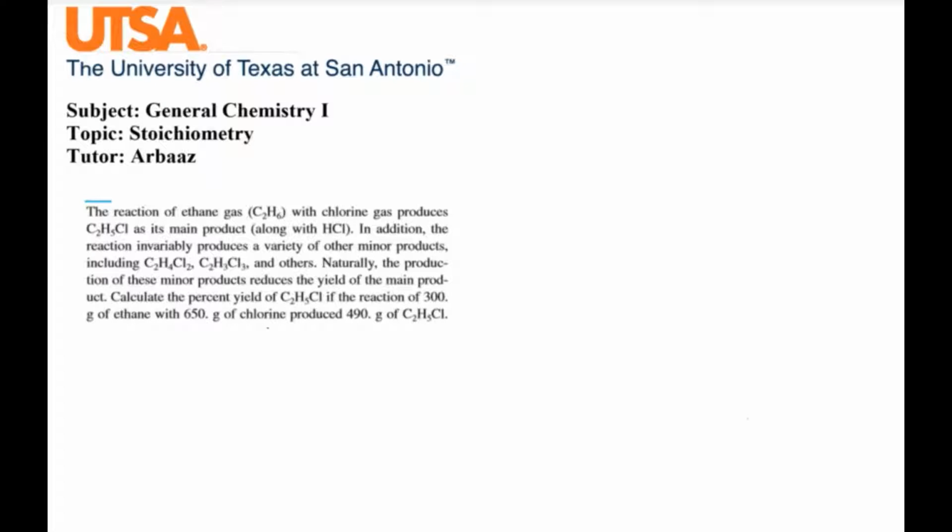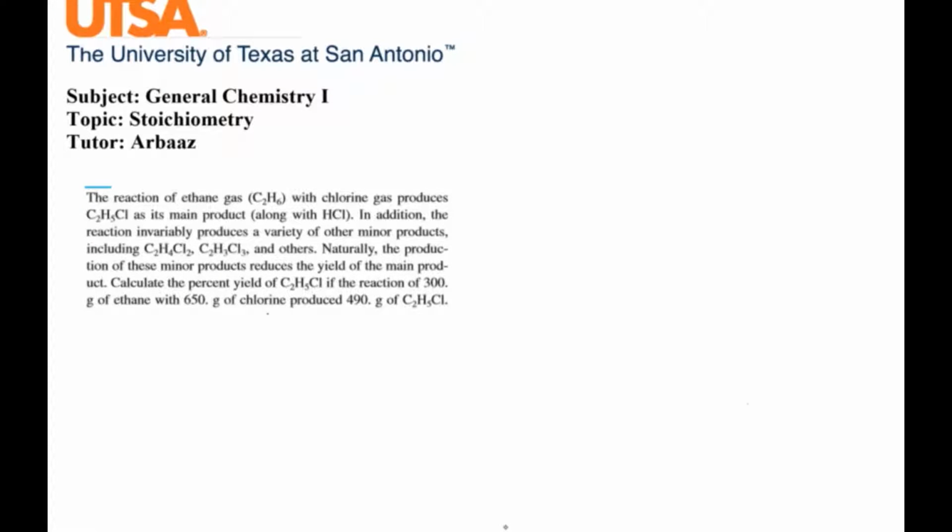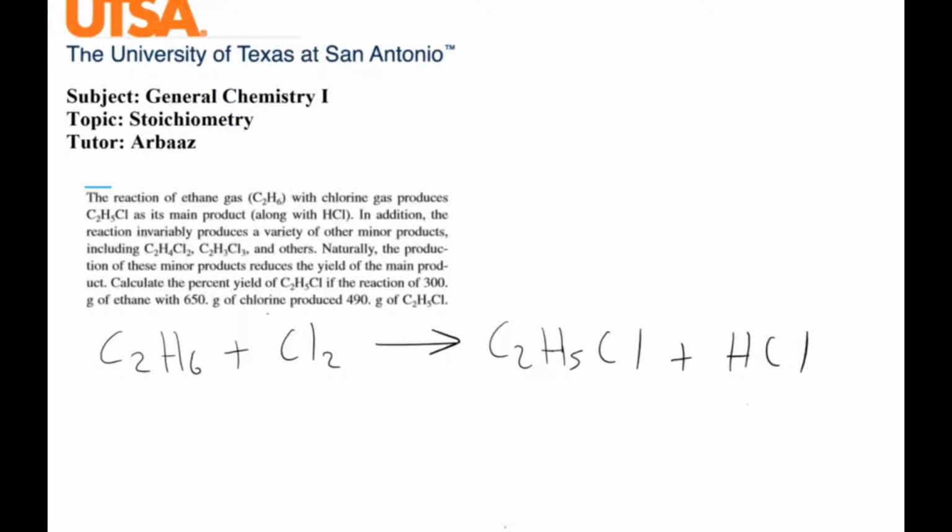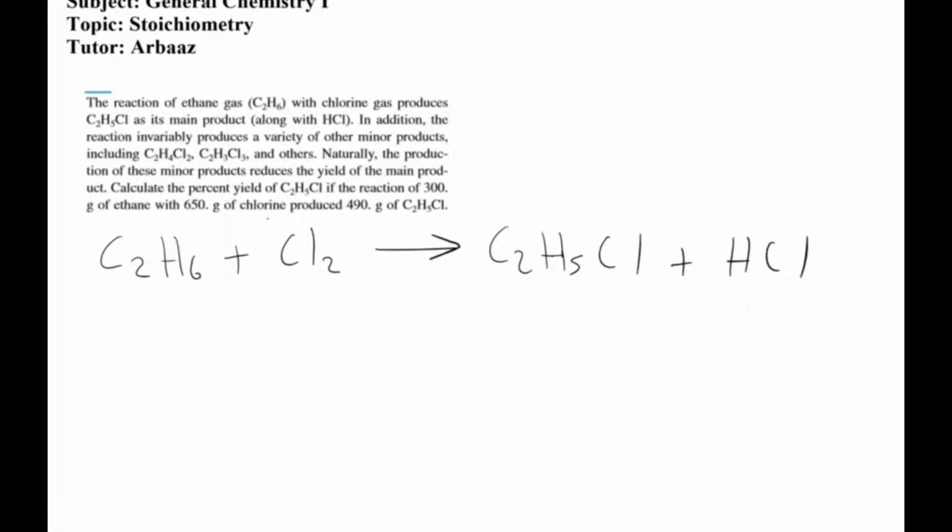Today's General Chemistry 1 topic is stoichiometry. So what they're basically telling us in this problem is that there's a main chemical reaction occurring between ethane gas, C2H6, with chlorine gas, Cl2, to produce chloroethane, C2H5Cl, and HCl, and that there are other minor products that are formed that may reduce the yield.